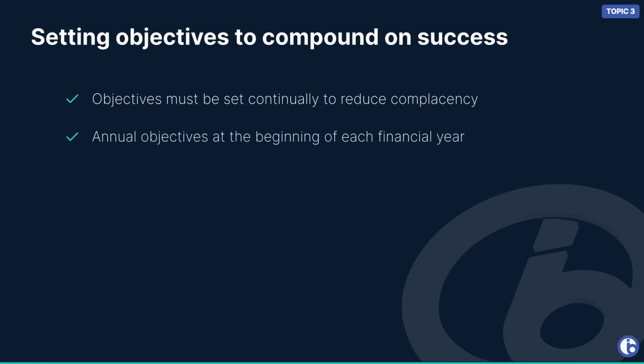The second one, I would like you to set annual objectives at the beginning of each financial year, okay? So your financial year would either be, like we discussed earlier on in the webinar, January to December, or it could be different. If you incorporated your business in, say, May, it could run from May to May, but it's almost always a 12-month period, okay? That's pretty conclusive. So with this logic, we're setting ourselves annual objectives.